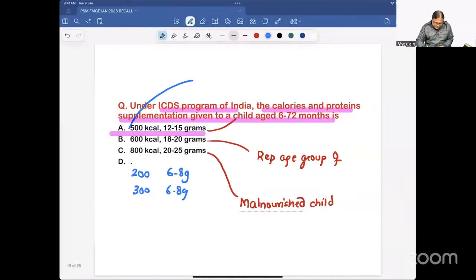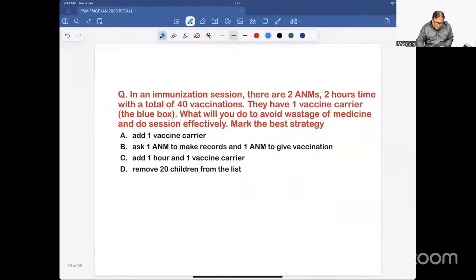14, right? Okay. Please confirm if there was a question on this immunization session. There are two ANMs, 2 hours time. They have to complete a total of 40 vaccinations. They have one vaccine carrier. What will you do to avoid wastage of vaccine or medicine and do the session effectively? Mark the best strategy.